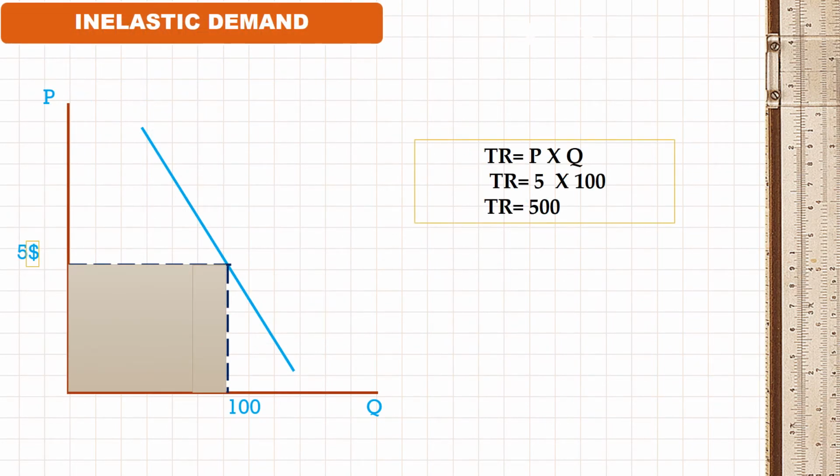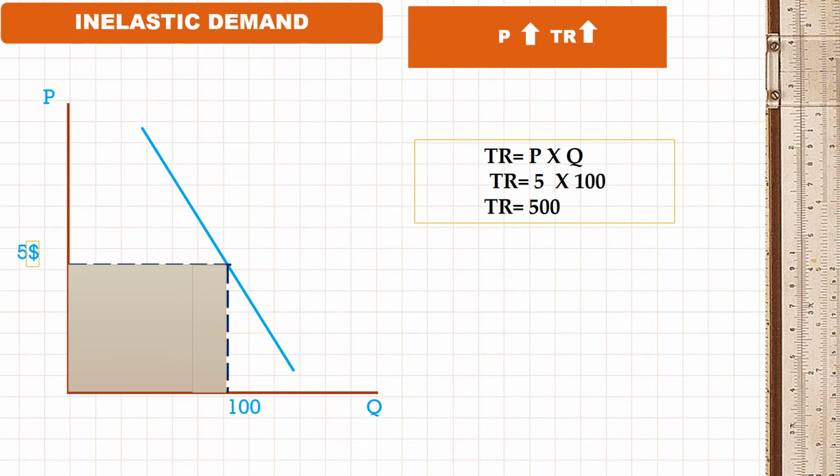So let's analyze the case of inelastic demand, as in what happens to total revenue when price increases. You know the rule of thumb. In case of inelastic demand, price and total revenue move in the same direction, as in when price increases, total revenue rises, and when price decreases, total revenue falls. So let's analyze it via this graph.